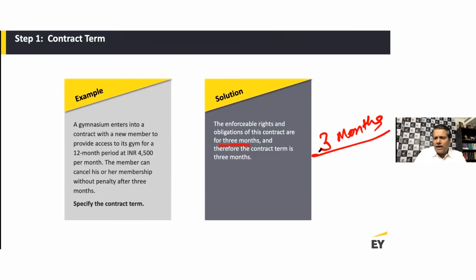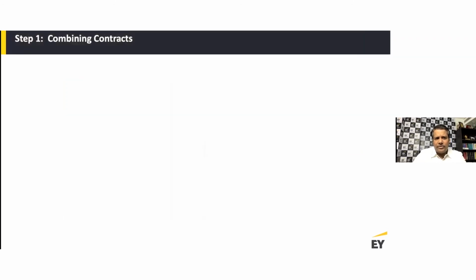So let's move forward. Now we're going to talk about another concept of combining contracts. Now, when do we combine contracts, and why is this concept important? Let's just talk about it. So what happens in many scenarios is that you're trying to enter into a contract with a counterparty, and then you're trying to sell many things together, right?